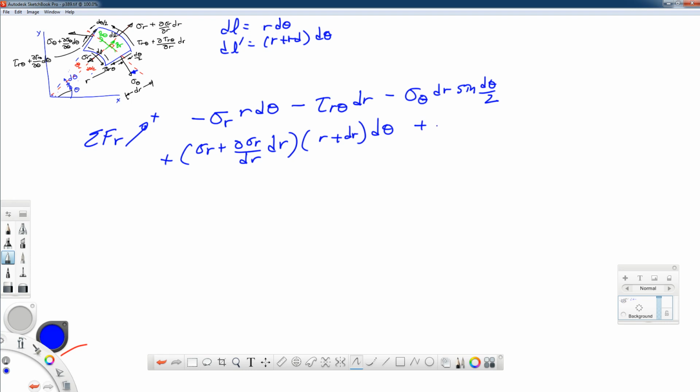We have the shear stress on the kind of far side. We have this one, tau r theta plus partial of tau r theta with respect to theta d theta times the area on which it is acting, which is dr times t.